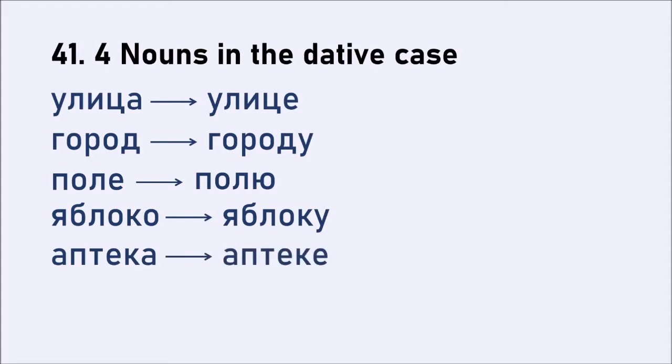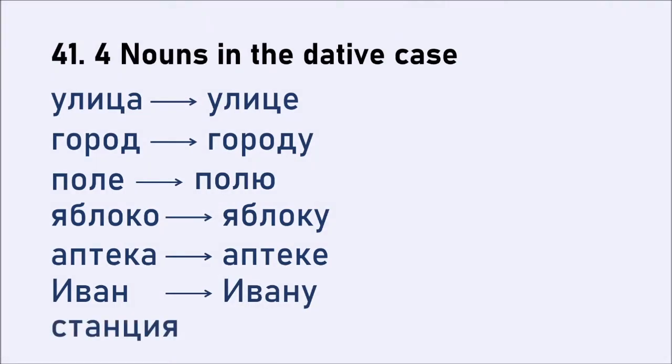What about my name, Ivan? I'm masculine, so it would be Ivanu. Yes, correct. Станция. Remember, the iya is an exception. We get станции. Some more examples.